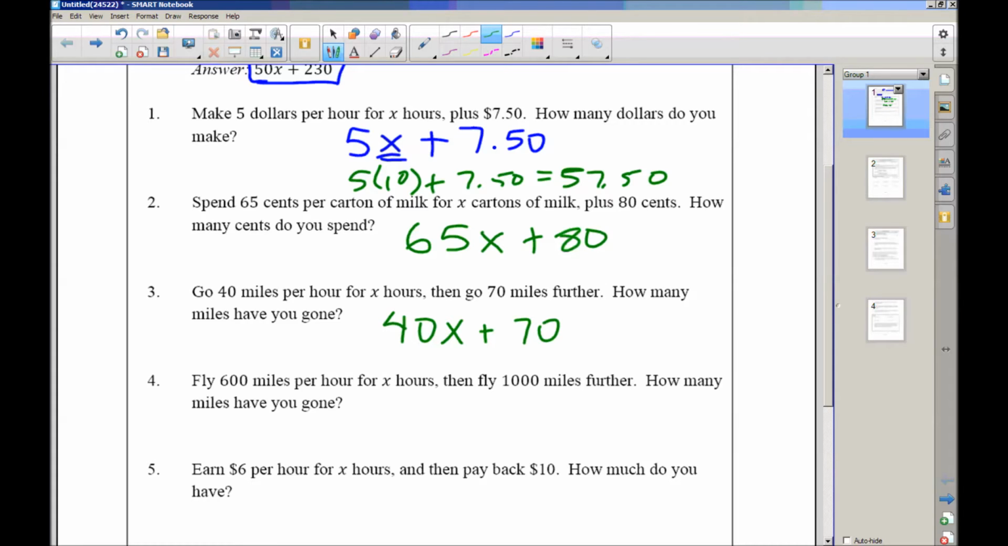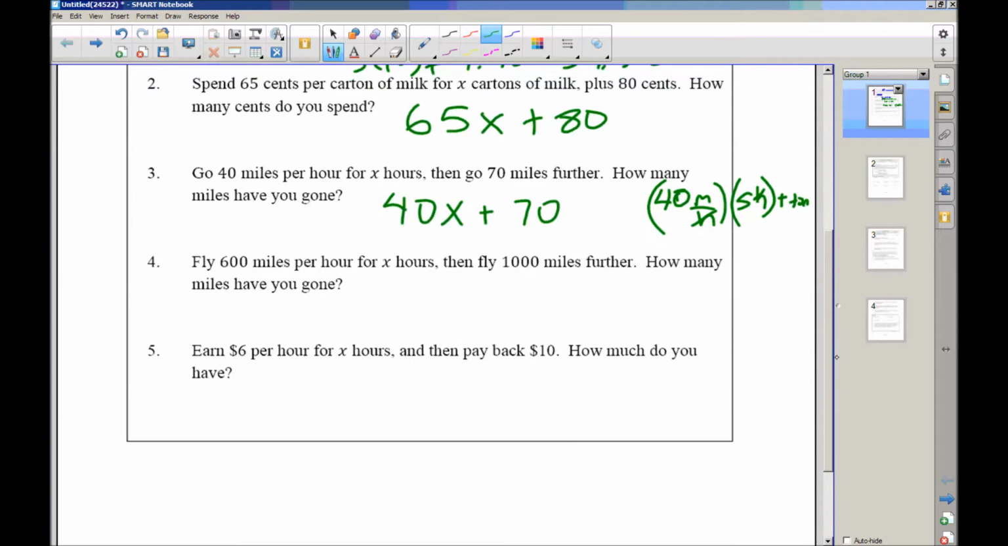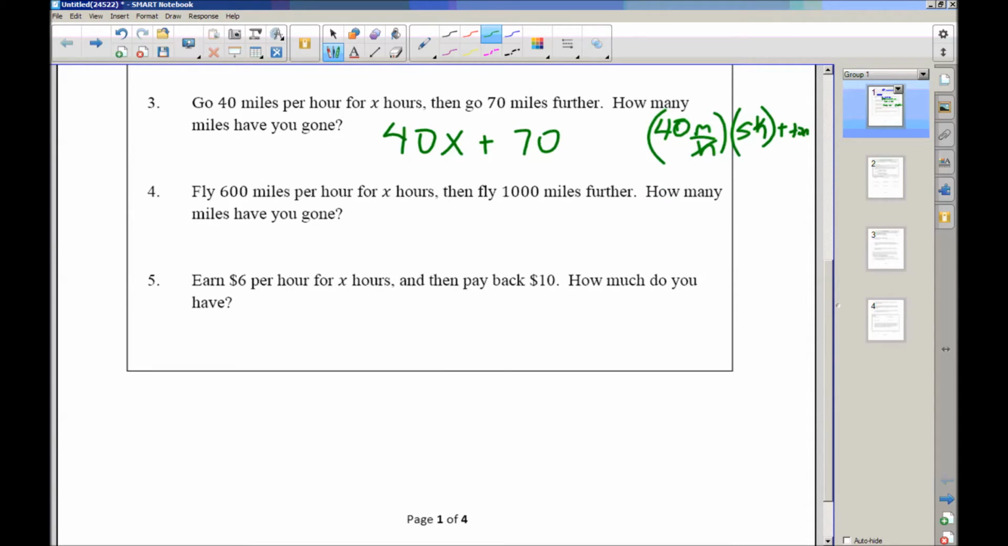So let's say we went for X hours, and that'd be 40 miles per hour. So that's 40 miles over hours. And then that's times maybe 5 hours, and then plus 70 more miles. So remember, these hour units are going to cancel out, so we would end up with 40 times 5 plus 70. Okay? All right. Fly 600 miles per hour for X hours. So 600 miles an hour for X hours plus 1,000 extra miles.